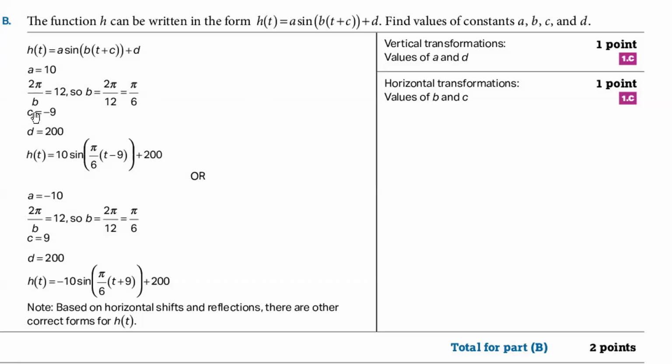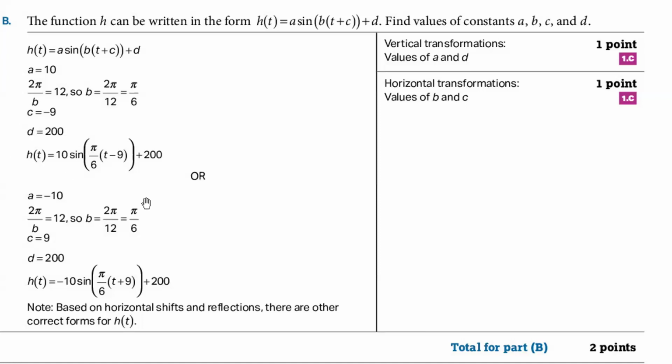Your C is your what? What is that called? C is your phase shift. So for your phase shift, it's asking how far are you off from 0. And so our phase shift was at -9. And D is your midline, and our midline is at 200.